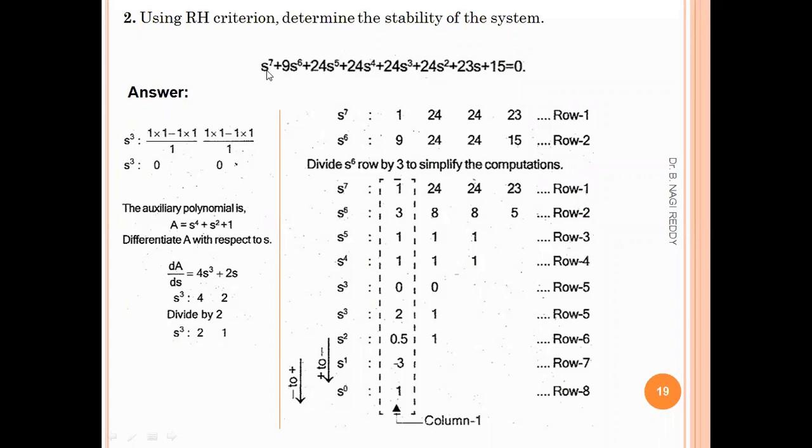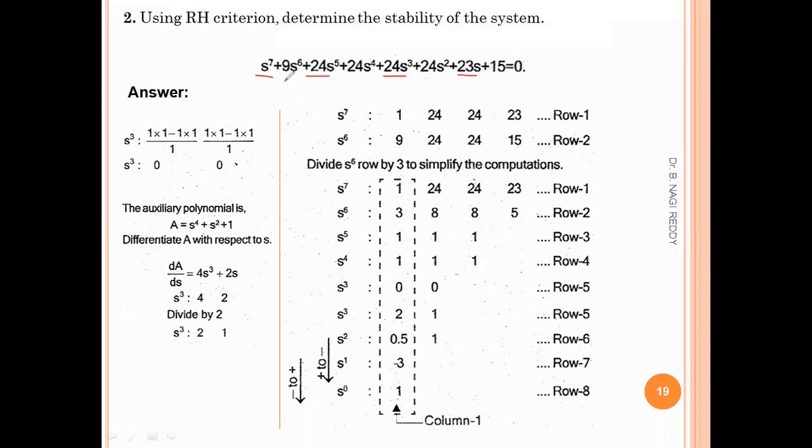You can see this is an s power 7 equation, so we will have 7 roots. What is asked is just to determine the stability of the system for the characteristic equation. So using this characteristic equation, we need to determine just the stability. Okay, now you can write row 1 and row 2 using this expression. For row 1, the coefficients will be 1, 24, 24, 23. That's it, 4 coefficients.